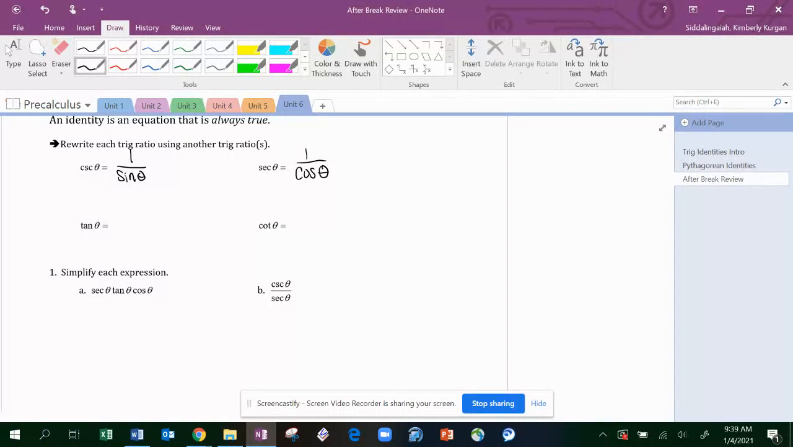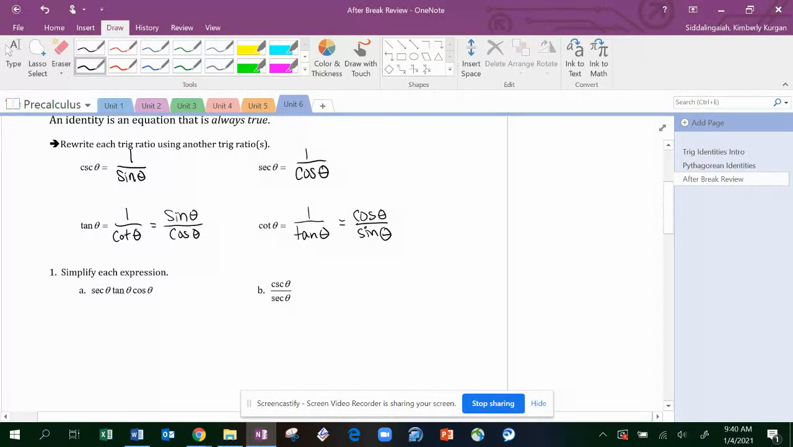Now, tangent and cotangent have two different ways we could write them. So tangent could be 1 over cotangent, but I honestly don't find that terribly helpful. I usually end up using sine of theta over cosine of theta. Now, cotangent has similar identity statements. So cotangent could be rewritten as 1 over the tangent. Again, I don't find this terribly helpful. I tend to like writing it as cosine over sine. So just a reminder of some identities that we did.